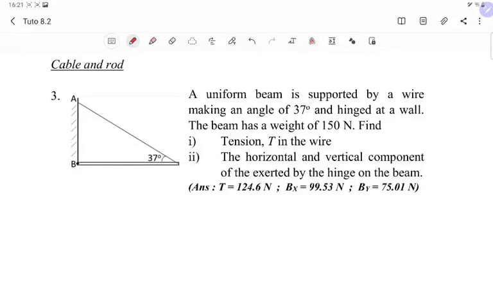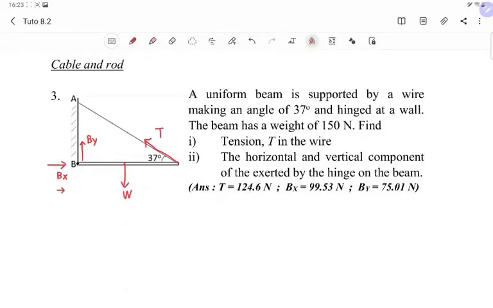Okay, let's first draw the FBD. So the rigid body is the beam over here. There is a tension from the wire. And then this beam has a weight going down. And then the hinge acts as a support. So for the support, the hinge prevents the beam from moving along Y and X axis. Okay, so there is actually a reaction force along X and a reaction force along Y, preventing the beam from moving.